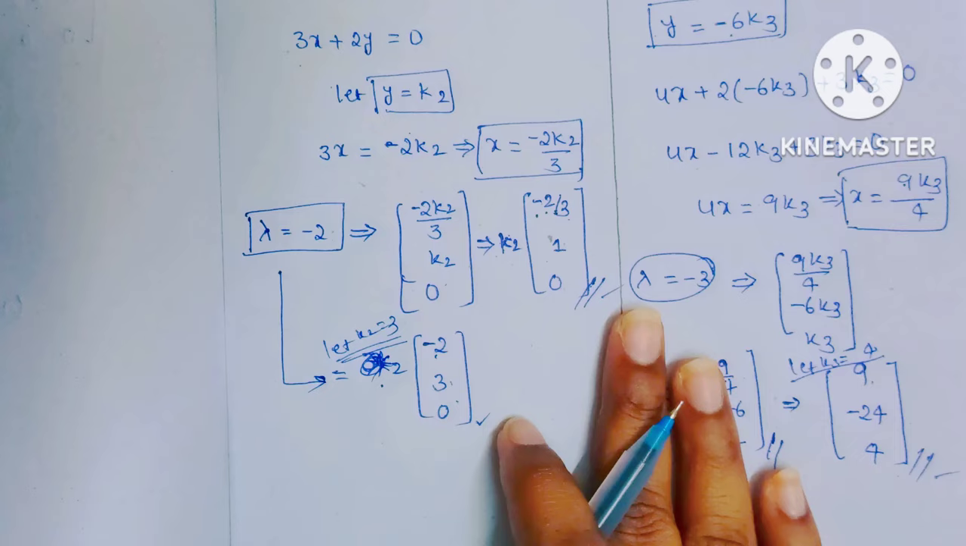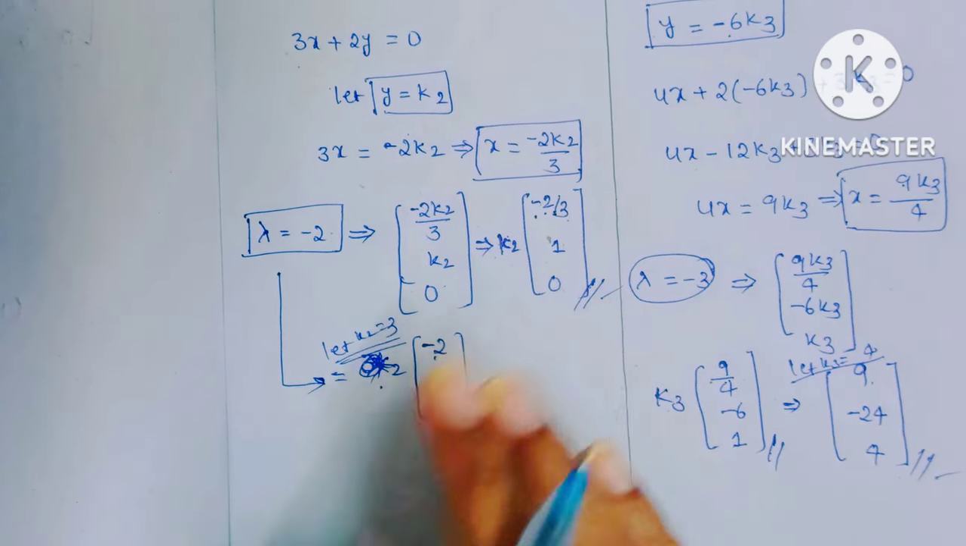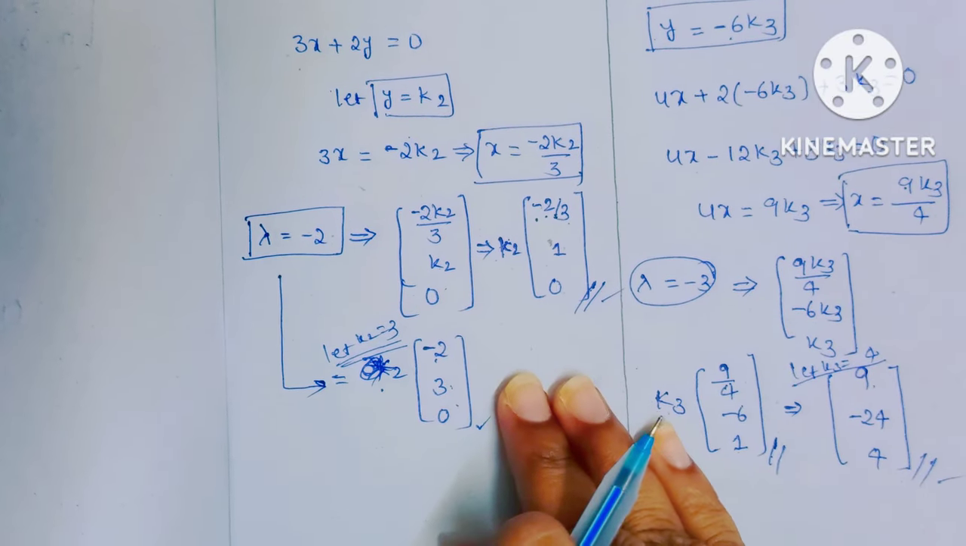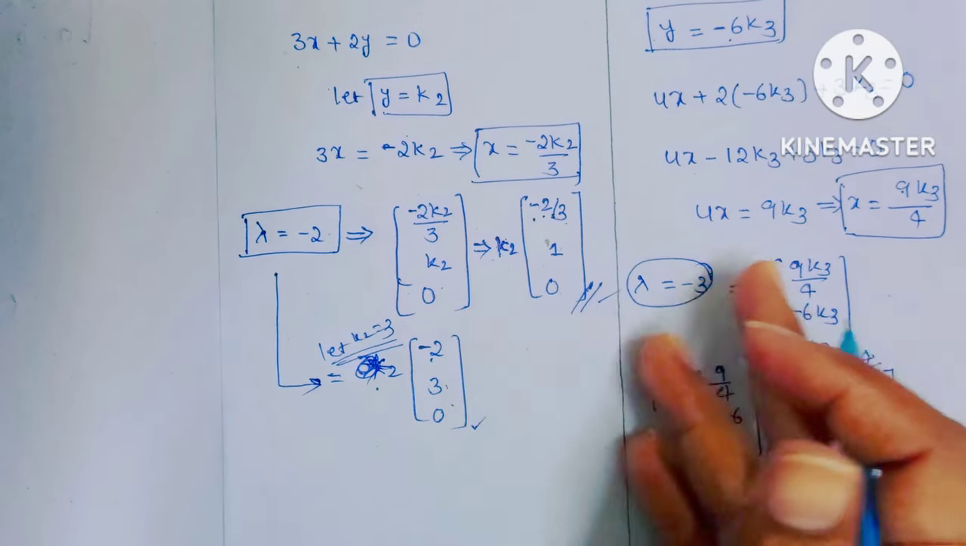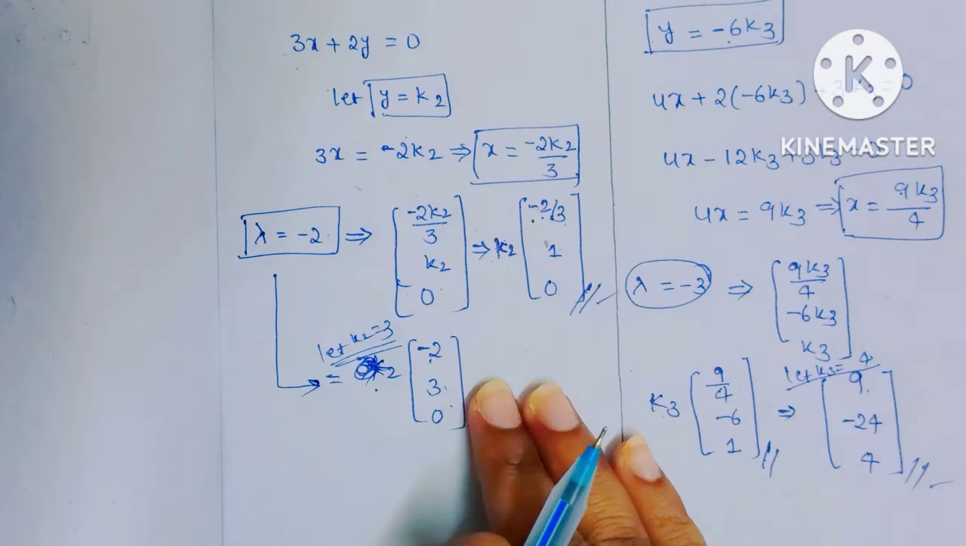And one more thing I want to say. Here I assumed k2 equal to 3 and k3 equal to 4. That is only for understanding purposes. You can write it up to here: for lambda equal to minus 2, the eigenvector is k2 into minus 2 by 3, 1, 0. So up to there you can write.